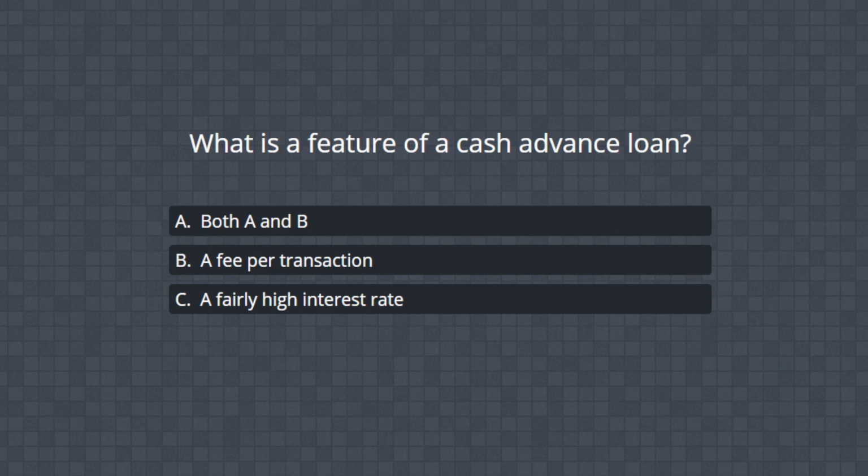What are the features of a cash advance loan? A, both A and B. B, a fee per transaction. C, a fairly high interest rate. Yes, a fee per transaction, and they also have a very high interest rate. This is actually both B and C, not both A and B.